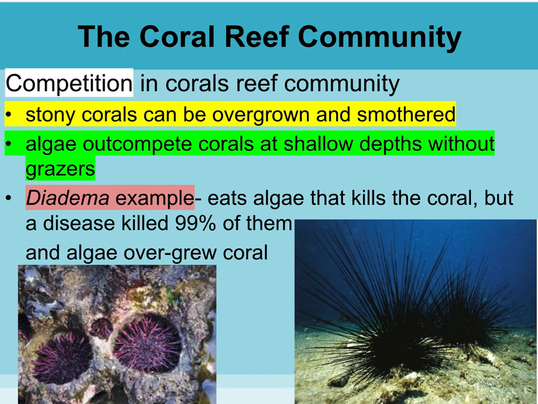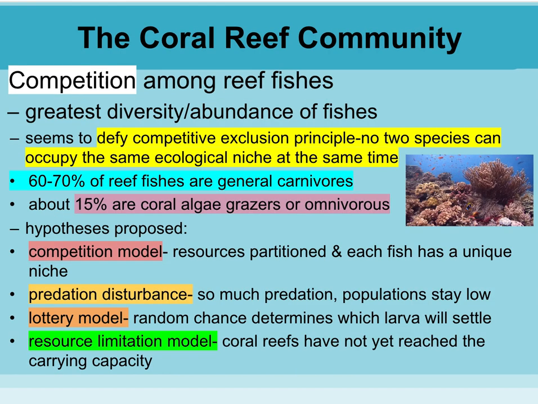You can also see different urchins burrowing down in corals. I see this very regularly in Hawaii. So this is an urchin called the diadema, and this was an example given where it will go and feed on algae that otherwise will kill the coral, except a certain disease has recently killed 99% of them. So algae has now gotten out of control and is really hurting and killing a lot of the corals.